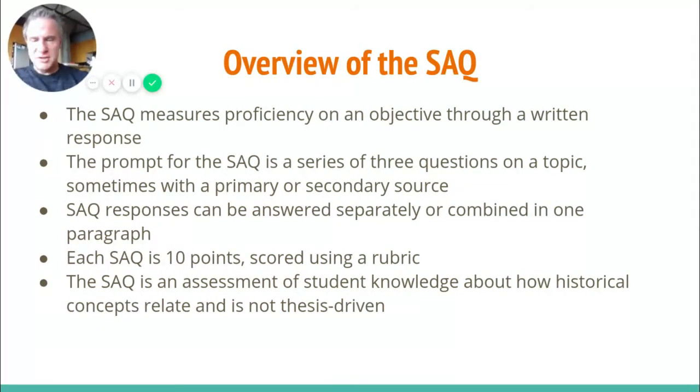SAQs, like all the objectives, are worth 10 points. And the purpose of these questions is to determine your knowledge of historical concepts and how they relate. So an SAQ may ask you to explain some causes and describe some effects, or explain a continuity and describe a change, or make a comparison and then describe a contrast. That's what they're looking for.